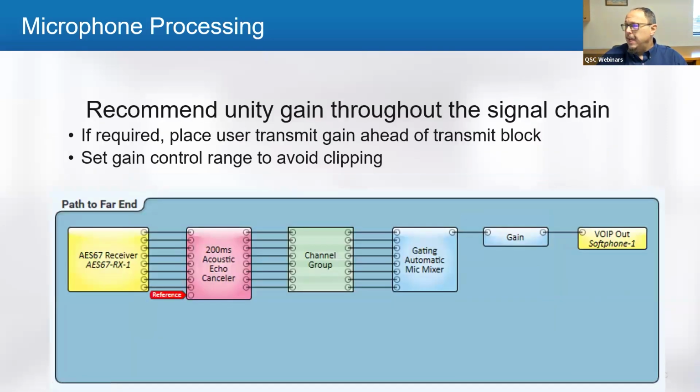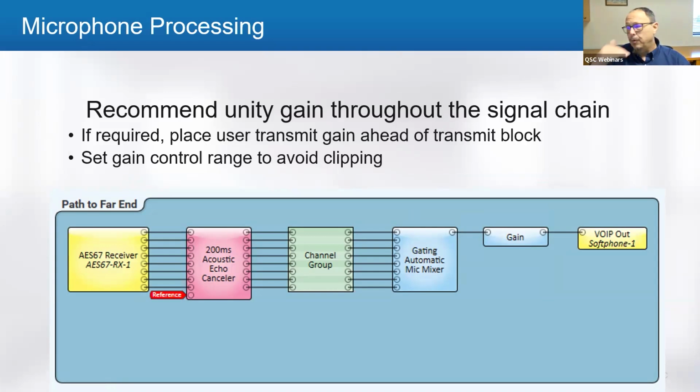And we recommend unity gain throughout the signal. If required, place user transmit gain ahead of the transmit block. Don't put any kind of gain controls before the AEC or before the gating mic mixer or anything. And then set that range to avoid any kind of clipping. Remember, don't give the user enough control to break the system.